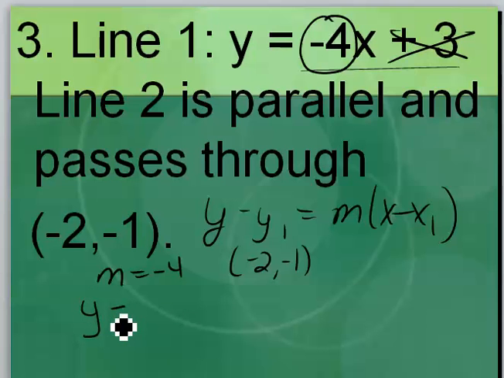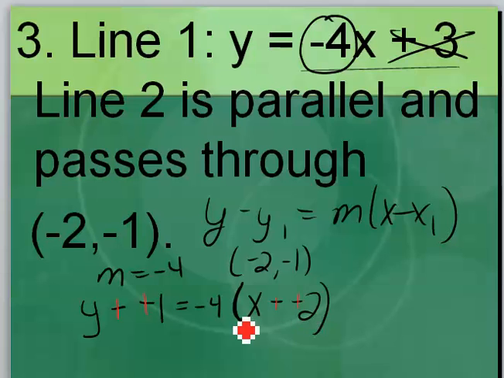So I have y minus y sub 1, which is the y value from the point. It's negative 1. Be careful that you get the minus from the formula and the negative that's in the point. Equals our slope, negative 4, times the quantity x, which stays a letter, minus my x sub 1, my given x value from the point, which is negative 2. I'm going to go ahead and change all of my minus and negative to plus a positive and distribute.